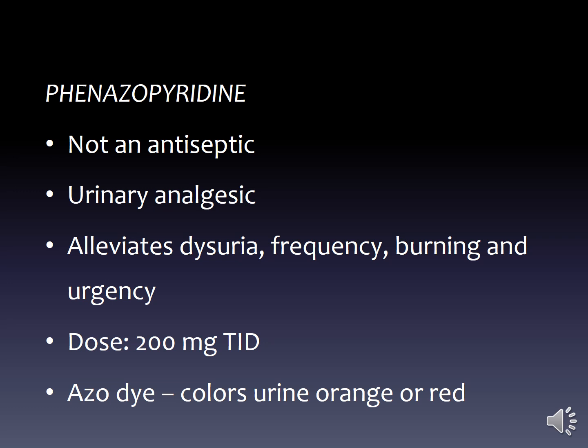The dose is usually 200 milligrams 3 times a day, but again, you have to warn them, it contains an azo dye, so it can color your urine orange or red.